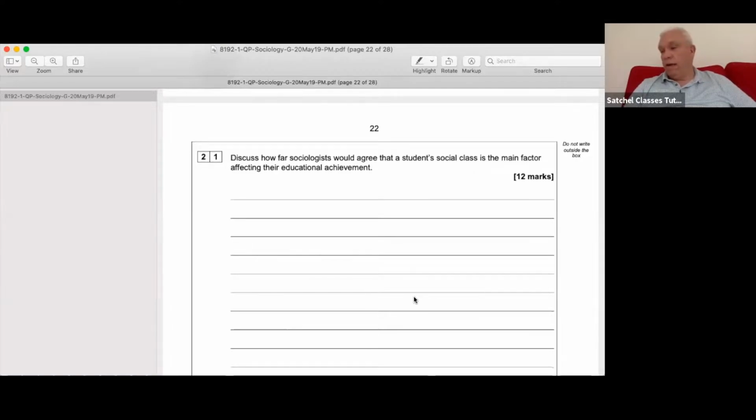Now, last year, most students did this particularly well. They actually got on quite well with this one. It was mainly a comparison between working class and middle class students. So which type of sociologist would say that the main difference is your social class? It's going to be Marxist theory.